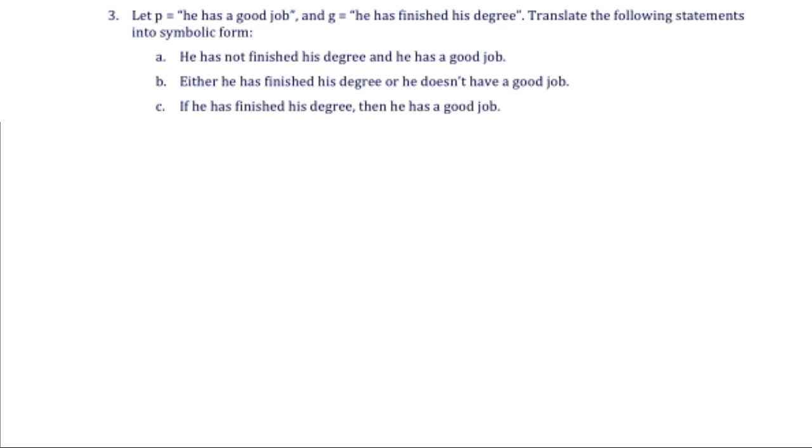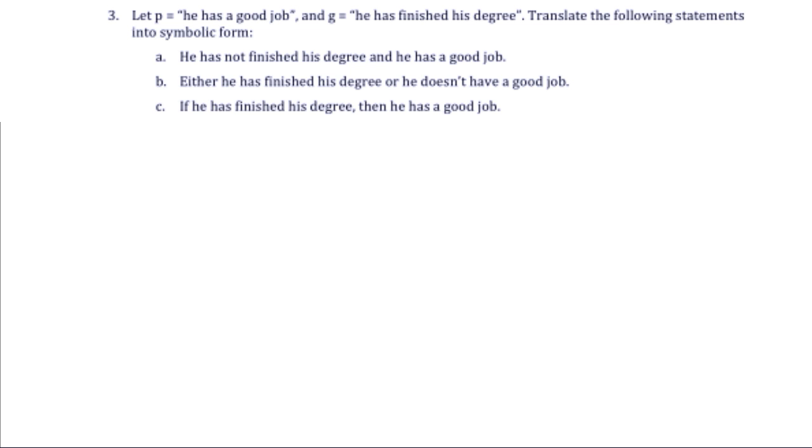Here's problem number 3, and basically what we're doing here is taking these two, the P and the G defined here. These are both propositions, and P is the proposition that he has a good job, G is the proposition that he has finished his degree, and we're supposed to translate the following 3 statements into symbolic form.